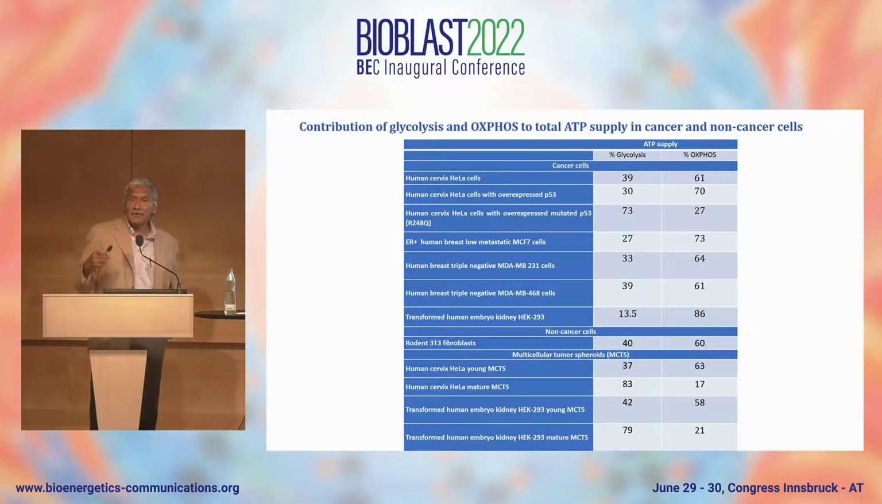Okay, with our glycolytic fluxes and OXPHOS fluxes, we determine the ATP synthesis by using, for oxygen consumption, the P/O ratios. These are the values here. So except for HeLa cells with mutated P53 and microspheroids, the mature microspheroids, all other cancer cell models, the ATP supply is provided by oxidative phosphorylation, not by glycolysis.